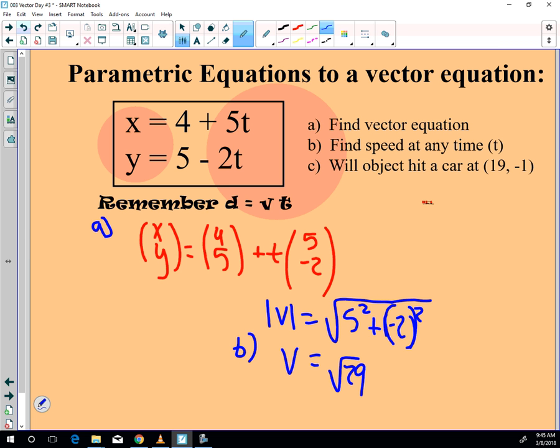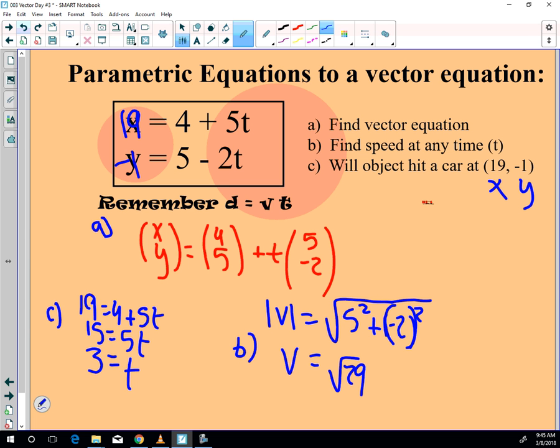Well, what should happen for t in order for these to connect? They should be equal. So in part C, this is the position of the car, which they're saying is 19 and negative 1. So if 19 equals 4 plus 5t, then 19 minus 4 is 15. How many seconds should t take for the x's to connect? 3, right? Take your hands like this. Go like this. Okay, that would be a collision.